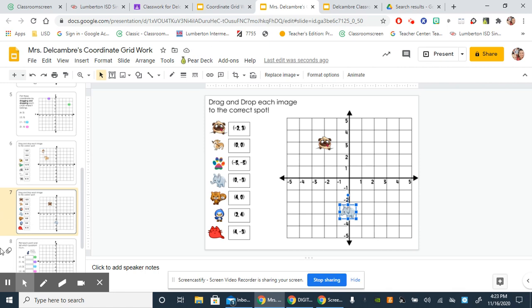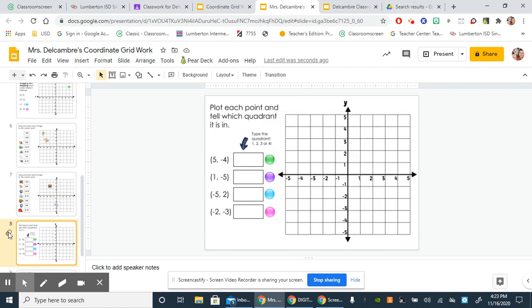Okay, then slide 8. Slide 8 you're going to plot each point and then tell which quadrant it's in. So I'm going to grab the green and I'm going to go to the origin and read that went over to 5. So go over to +5. And then down to -4. Do you see how that little red line helps me? Kind of guides me to where I'm going to be. And there it is. So if I'm looking, okay, so this is quadrant 4.